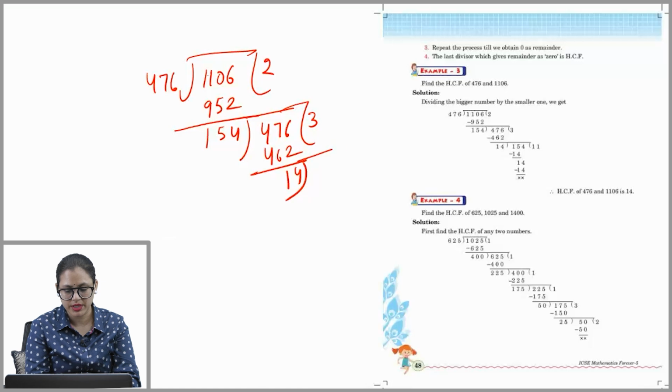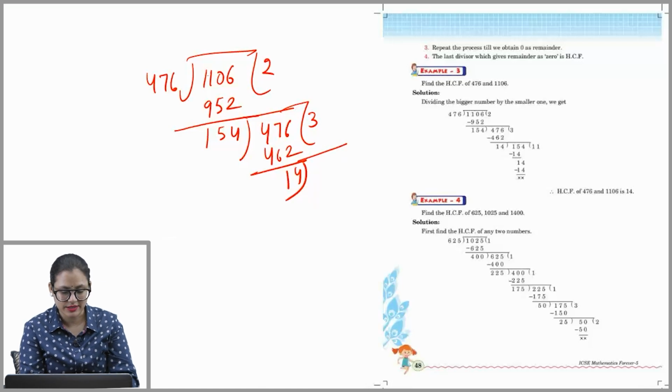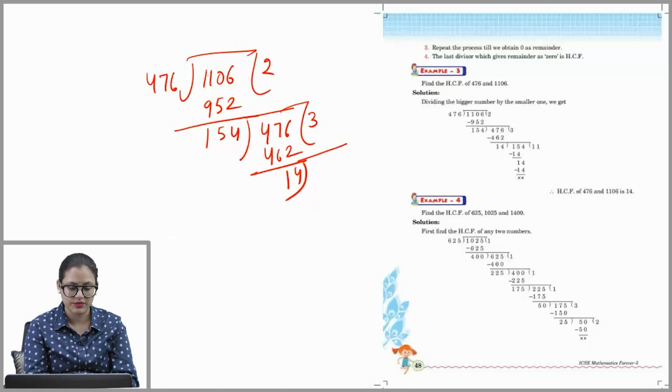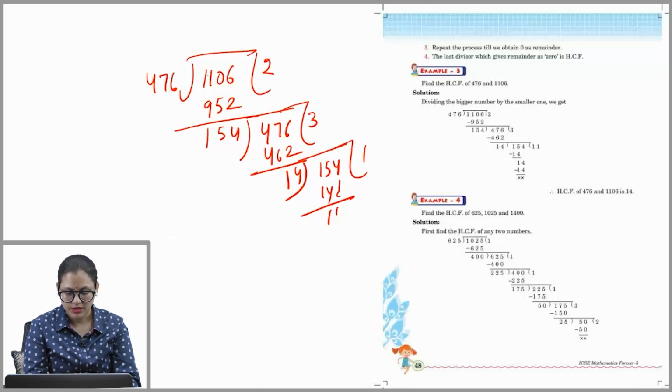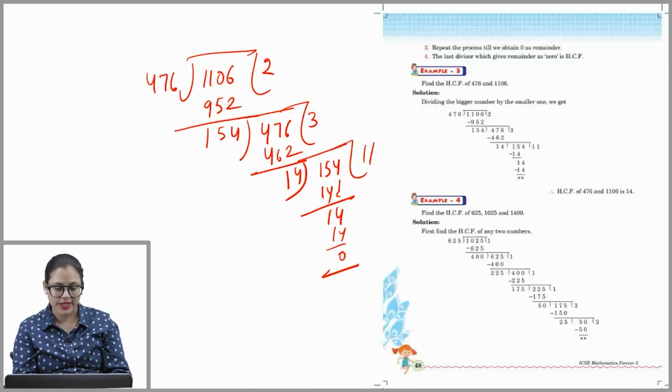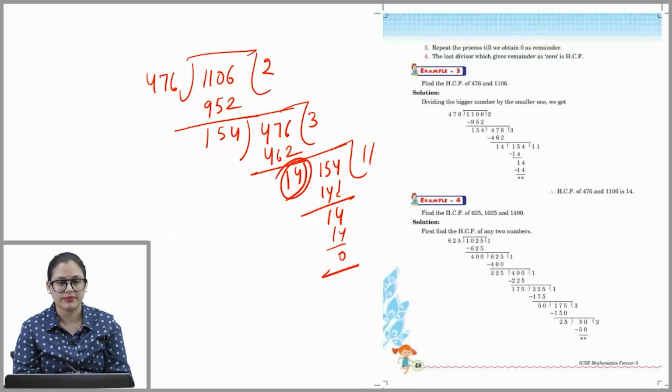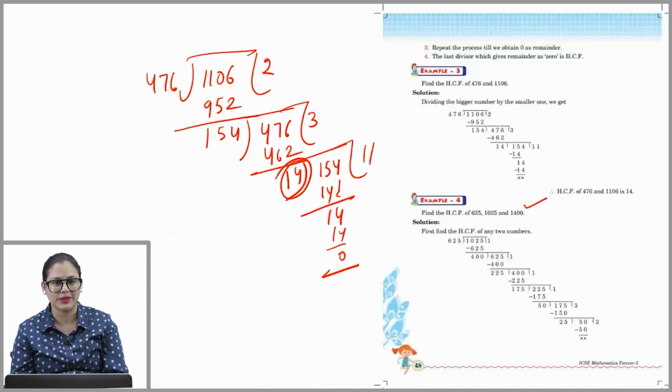Now this remainder will become the divisor, and the divisor which is 154 will become the dividend. Okay, 14 ones are 14, 14 11s are 154. Now the remainder is 0. So the HCF is 14. Similarly, you will find the HCF of three numbers also by the division method only.